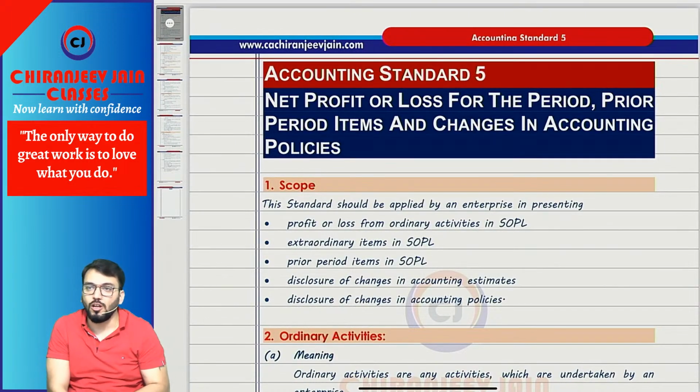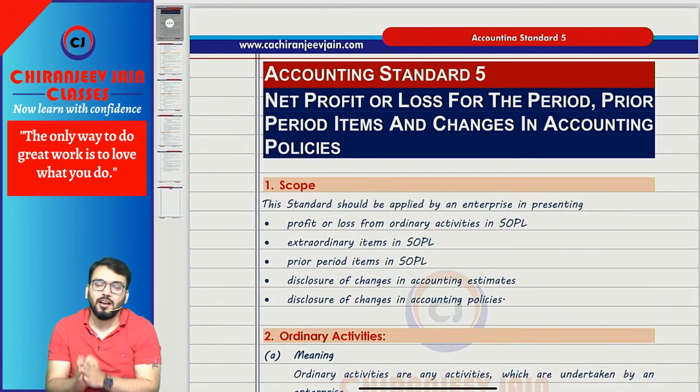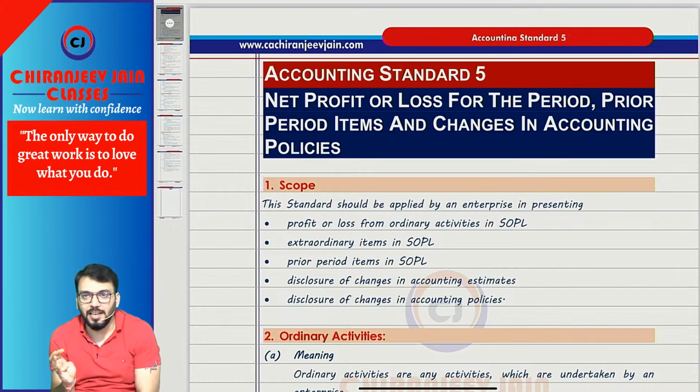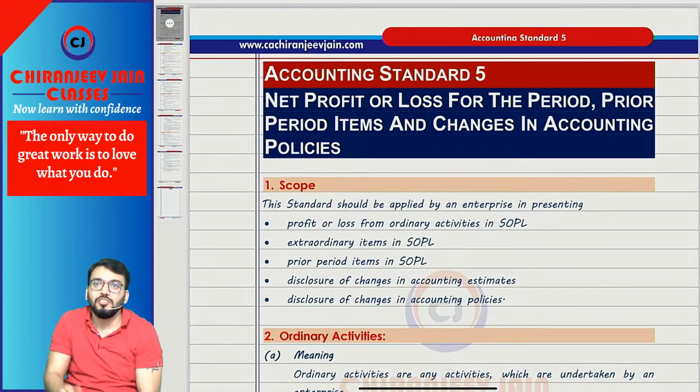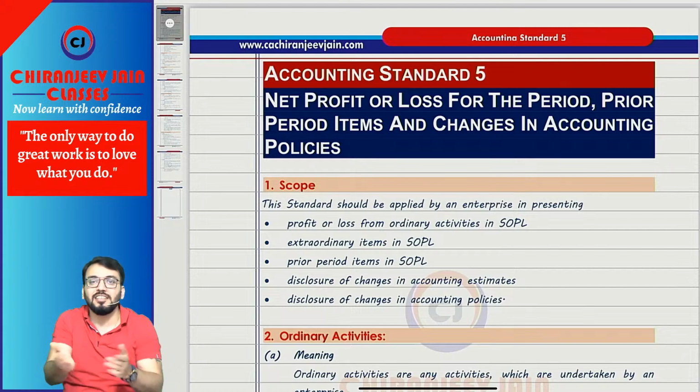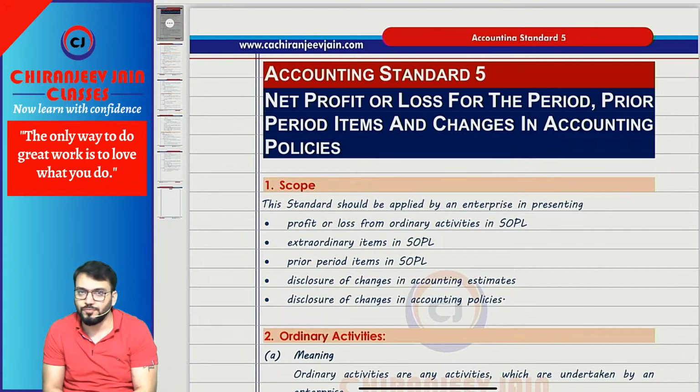AS5 is what? Net profit or loss for the period, prior period item, and changes in accounting policy. In this chapter, the objective of this accounting standard is to understand the meaning and the disclosure of ordinary item, extraordinary item, prior period item, changes in accounting estimate, and changes in accounting policy. So this standard deals with the meaning as well as disclosure. Disclosure where? In the statement of profit and loss. Means how to present such items in the statement of profit and loss.